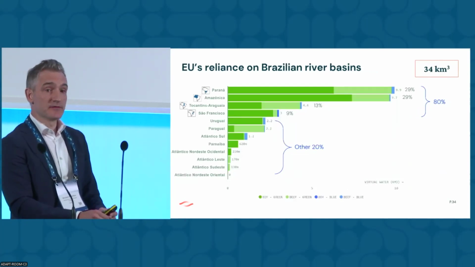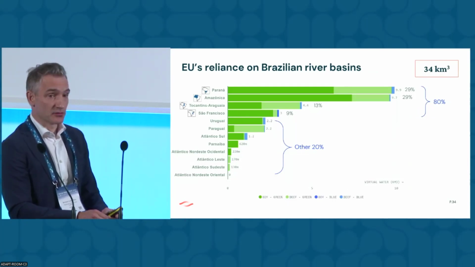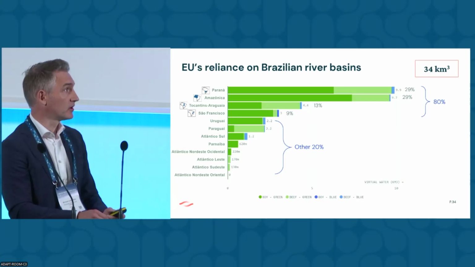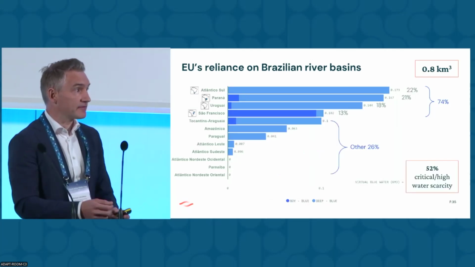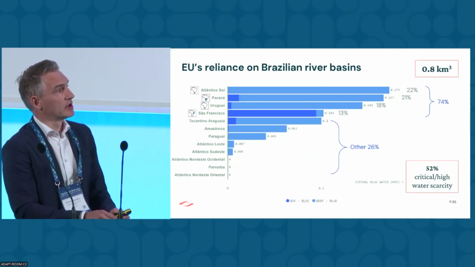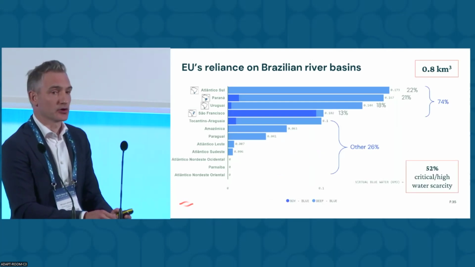We can do the same for the EU, which relies on 34 cubic kilometers of water coming out of Brazilian river basins, also focused on 4 main river basins. And in this case, it's half of the blue water exports that are associated with high or critical water scarcity in Brazil.